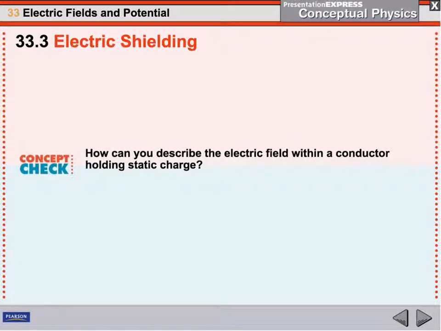How can you describe the electric field within a conductor holding a static charge? This is the end of Notes Part 1.